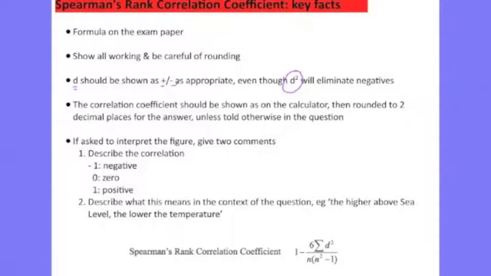The correlation coefficient should be shown as on the calculator and then rounded to 2 decimal places, unless otherwise told in the question. So when you're using the calculator, as with any questions, writing down all your working out, writing down every number on the calculator, and then round appropriately.